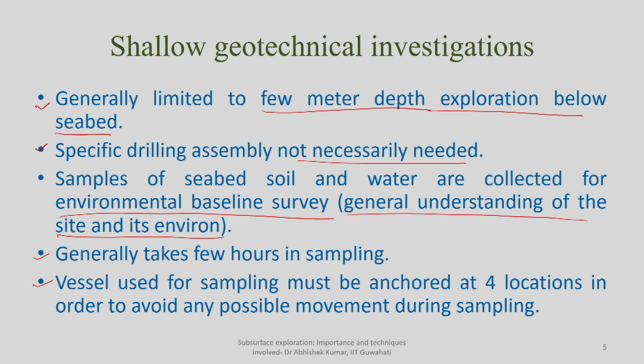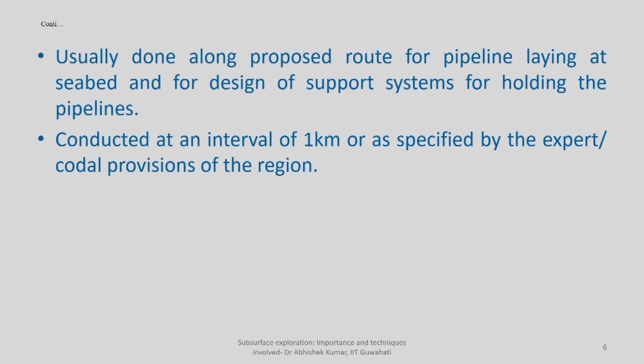Anchoring prevents any lateral movement of the vessel, particularly during sampling. It is usually done along the proposed route of the pipeline, because a pipeline is a continuous structure which may be laid over hundreds of kilometers or more. So, you have to ensure safety at every anchor or every support system where you are planning to provide lateral stability for the pipeline, and for that you have to go for these kinds of shallow investigation.